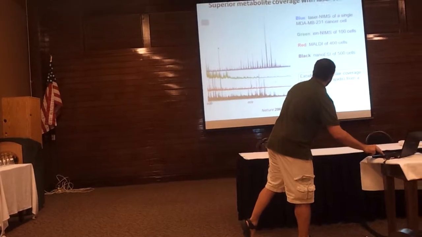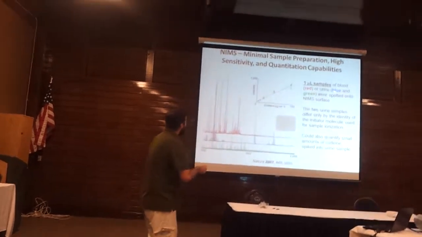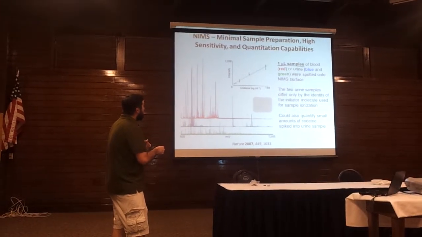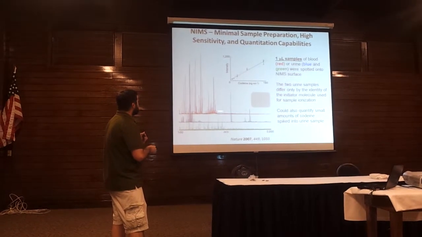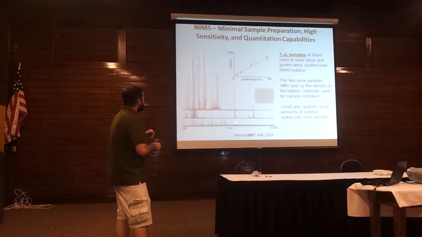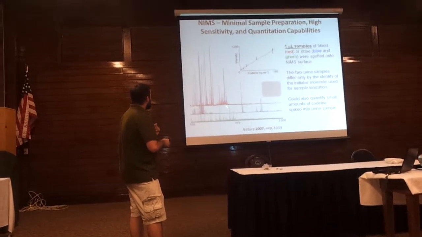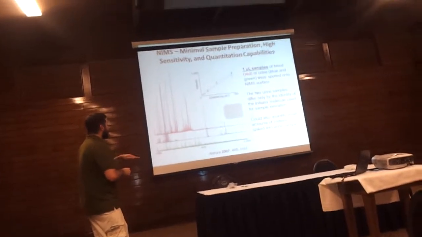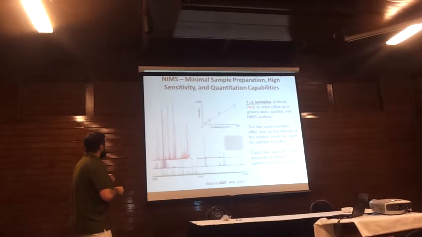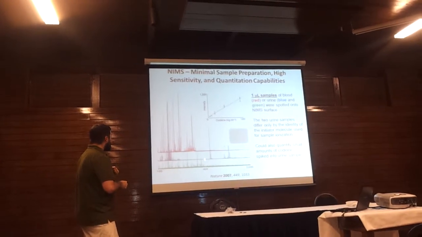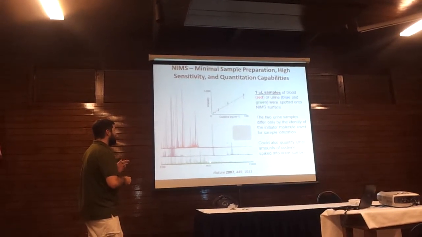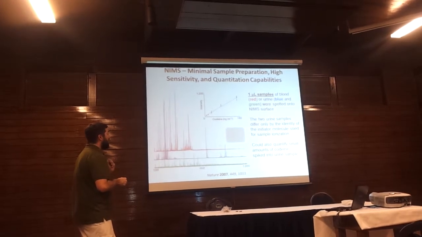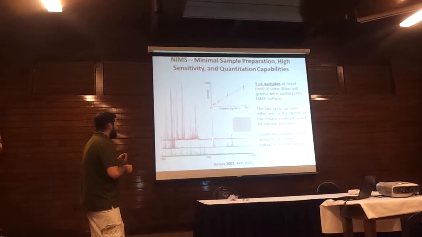Another thing that's cool about NIMS, so this panel is showing they're analyzing 1 microliter samples, I'll be done in a minute, of 2 different biofluids. This red is blood. The blue and the green samples are the same urine sample. And you can see that once again, from 1 microliter, you just spot it on top of this surface, and you can detect many different metabolites. What's cool about this is these 2 urine samples are the same urine sample, but all they changed between these 2 conditions was the identity of the initiator. And so you can see that different metabolites appear.